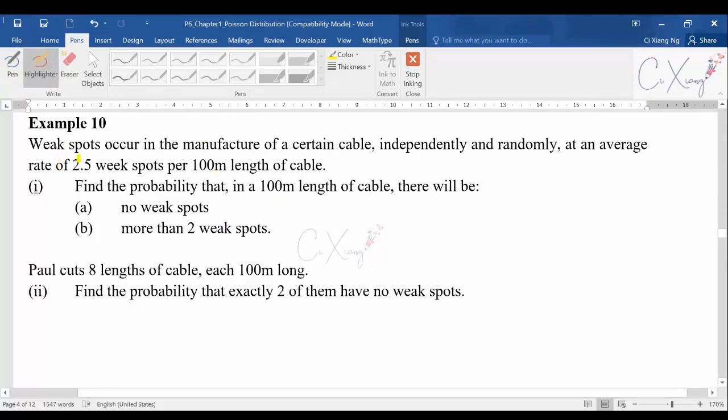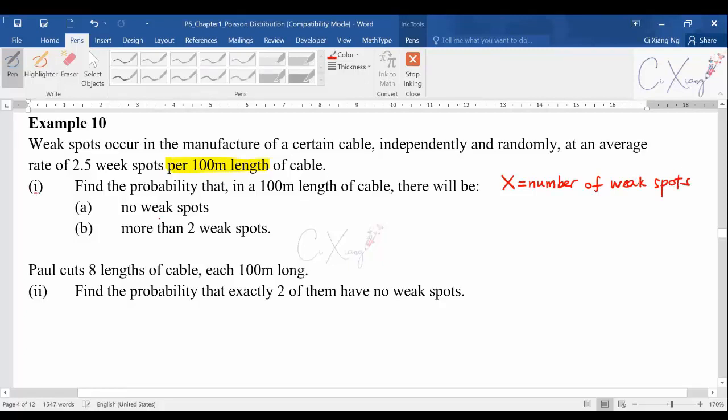they are talking about weak spots occurring in the manufacture of certain cable, at a rate of 2.5 weak spots per 100 meters. So the per 100 meter length is the interval given. So from this phrase, you know that it belongs to Poisson distribution. So we are talking about X equals the number of weak spots.